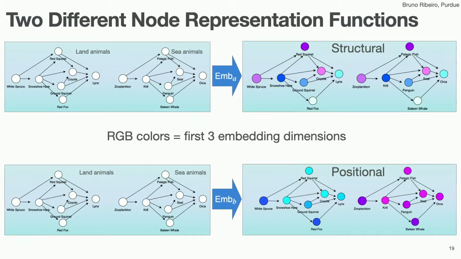Okay, so let's talk a little bit about the differences. So I have this one graph that has two disconnected components. And suppose I run some embedding, and I get this output. The colors are the first three dimensions of the embedding in RGB, okay? So you are seeing what the embedding looks like. And then we run a second, different function for the embedding on this graph, and this is what we get. Different embeddings, you see very different properties. The top one we call structural representations, and the bottom one we call positional.